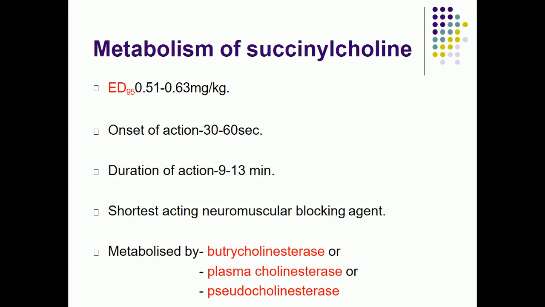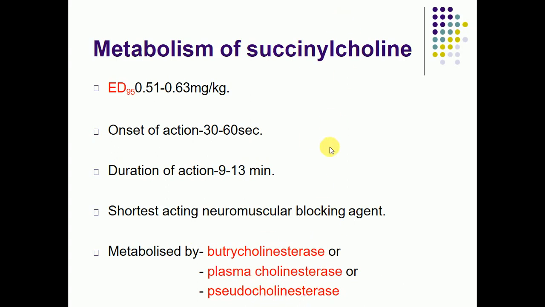The metabolism of succinylcholine takes place as follows. The effective dose is 0.5 to 0.63 milligram per kg. The onset of action is 30 to 60 seconds. The duration of action is 9 to 13 minutes. Succinylcholine is the shortest acting neuromuscular blocking agent.